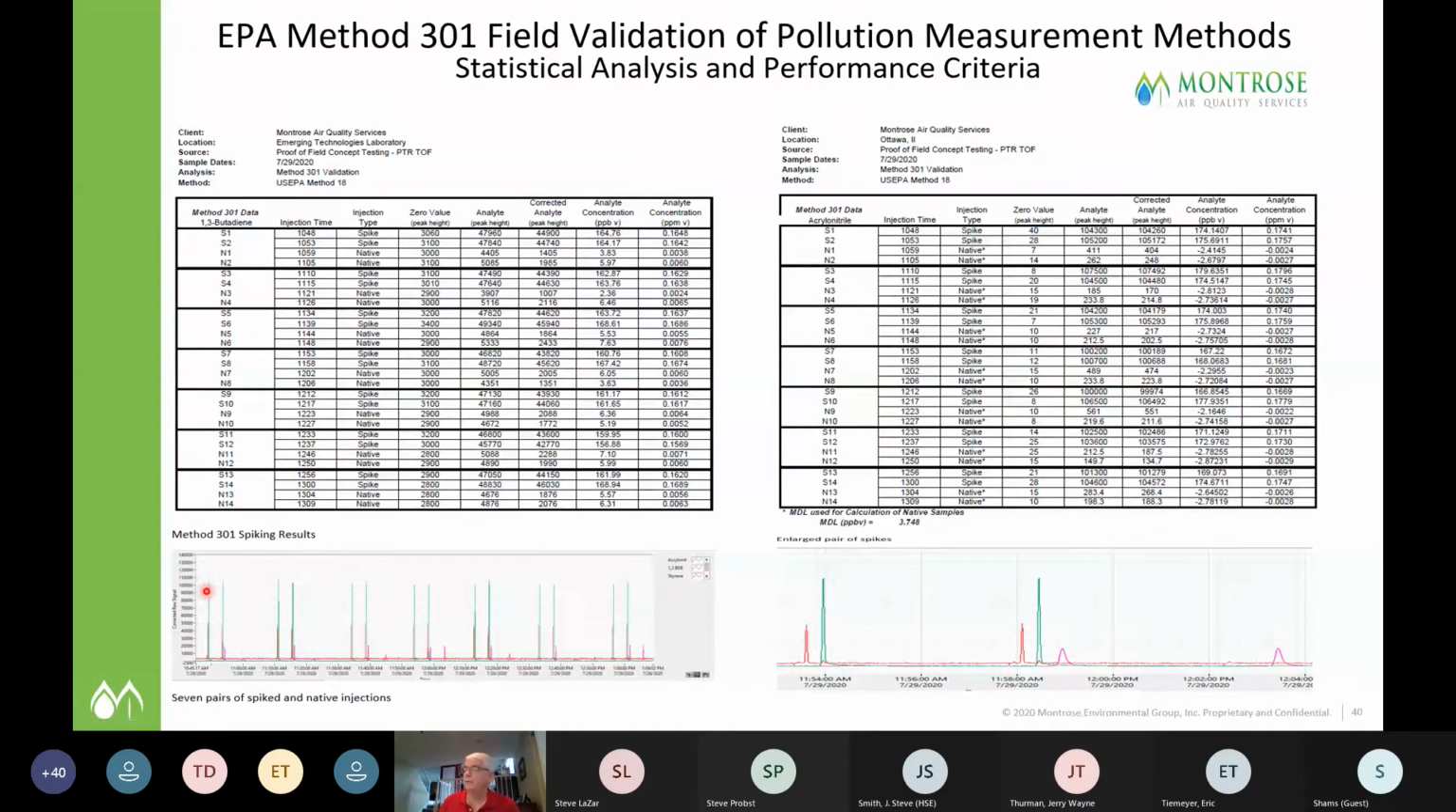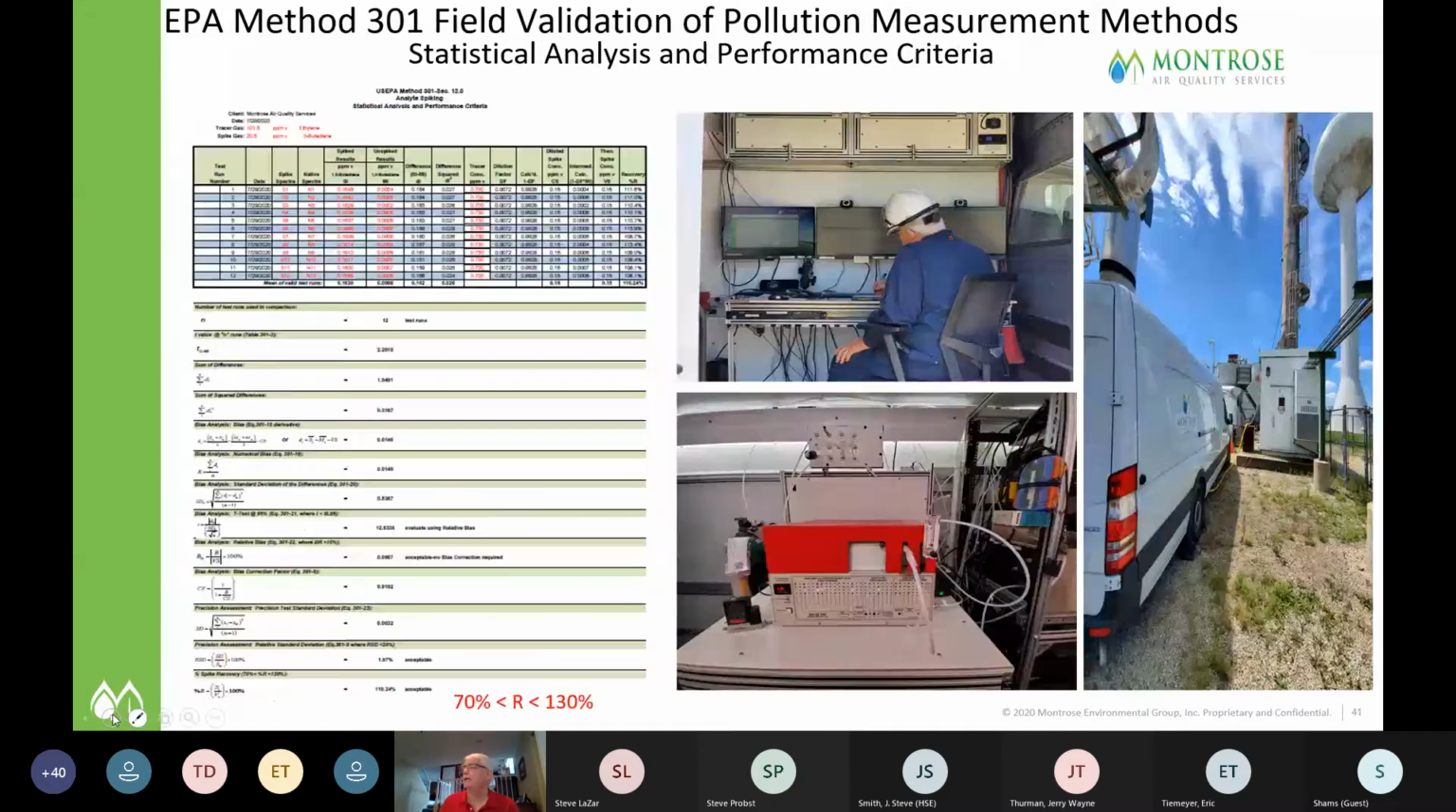You can see down below each one of the 14 injections, all the data. It's a lot of numbers. It took almost all day to do this. And then you take those numbers and put them into our 301 statistical analysis sheet. And there are several criteria you have to meet here, and they met them all.